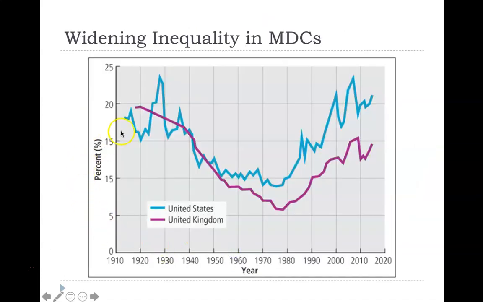All right, widening inequalities in MDCs. Again, we see the United States and the United Kingdom. We see those things happening from the 40s to the 50s. We see it shrinking and shrinking, and then it's back on the rise again.